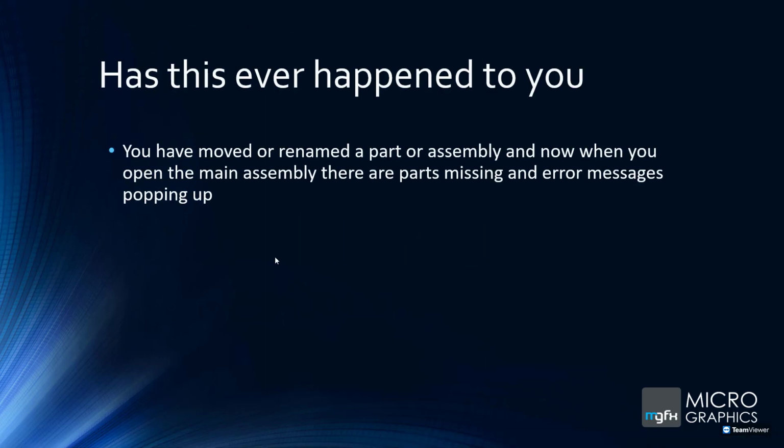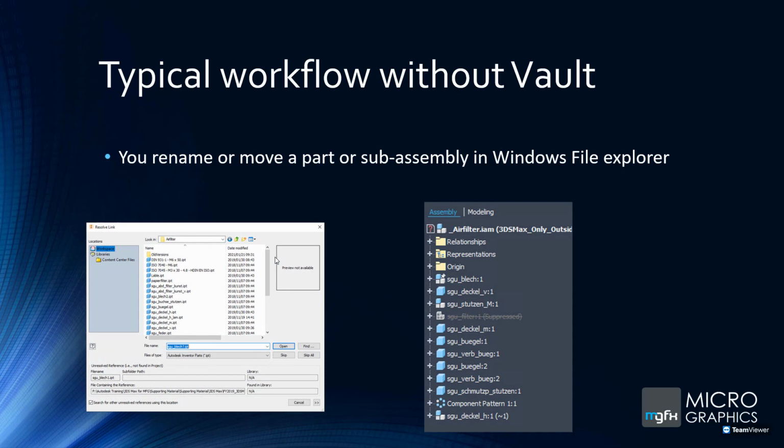Okay, so going to the next scenario over here. Have you ever moved or renamed a part or assembly, and now when you open it, there are parts missing and error messages popping up? This happens if you're working in Windows File Explorer. So what happens is you'll see that you've renamed or moved a part or subassembly, so you need to resolve the link. So, what do we do with resolving the link over here? We actually have to go find it.